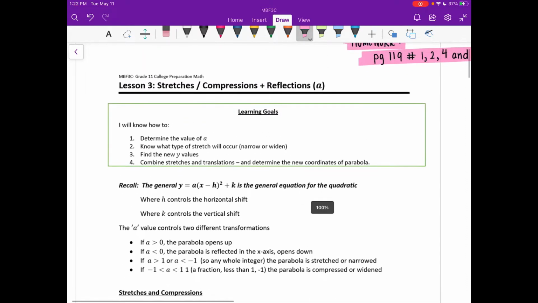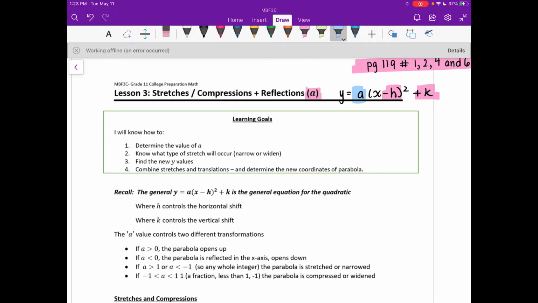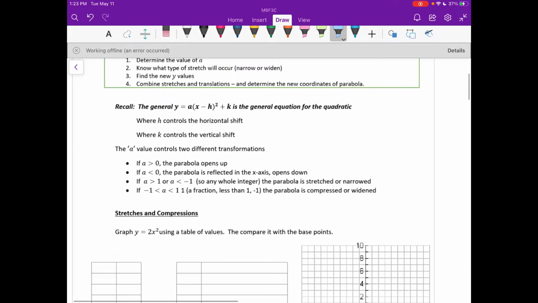Hi class, welcome back to lesson 3, which is talking about stretches, compressions, and reflections, the role of A. So far, when we're looking at our equation, y equals a(x minus h) squared plus k, we know that h is responsible for our horizontal shift, k for our vertical shift, and then we're going to be talking today about A, which is going to be responsible for our vertical compressions or vertical stretches.